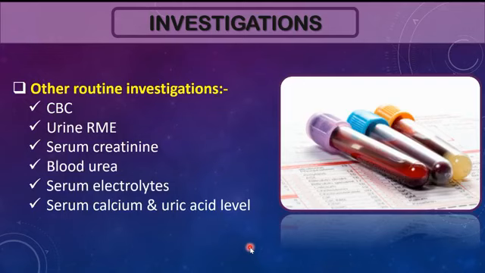Serum creatinine needs to be investigated because if the serum creatinine level is raised, it indicates that renal function is impaired. If blood urea is also raised, it indicates some impairment of renal functions. Serum electrolytes are also indicators of renal functions. Serum calcium and uric acid levels help to detect some types of stones.